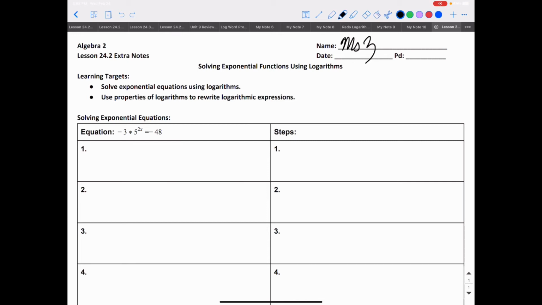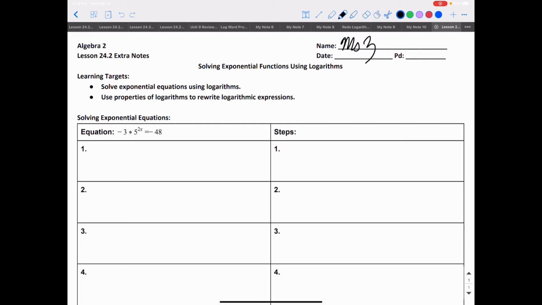In this video, we're going to talk about solving exponential functions using logarithms again. We're just going to go a little more in depth, and talk about a slightly different way that you can solve these, and how you can solve them if they have a little bit of extra stuff, not just an exponential by itself on one side.